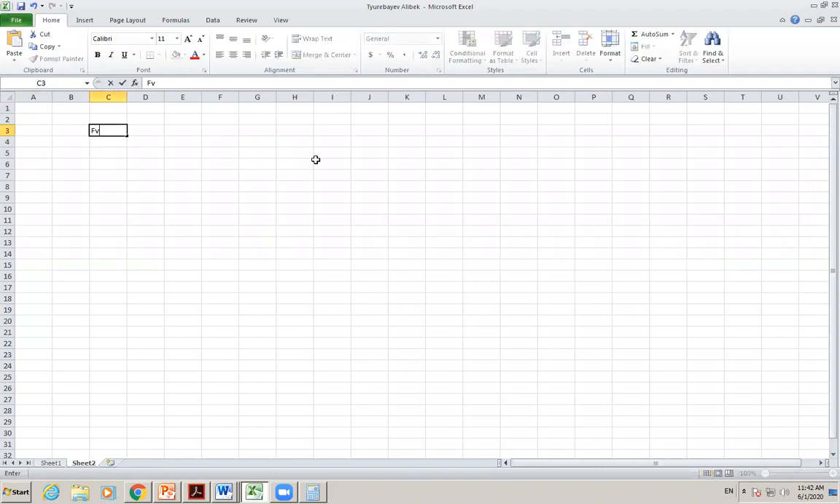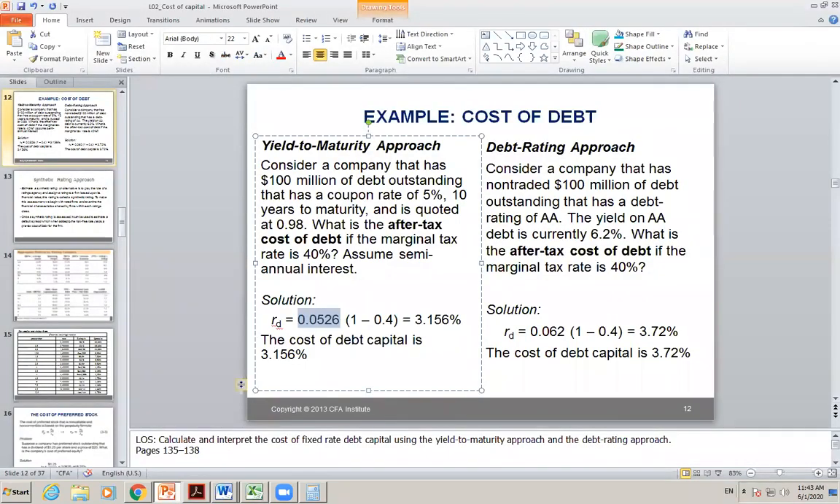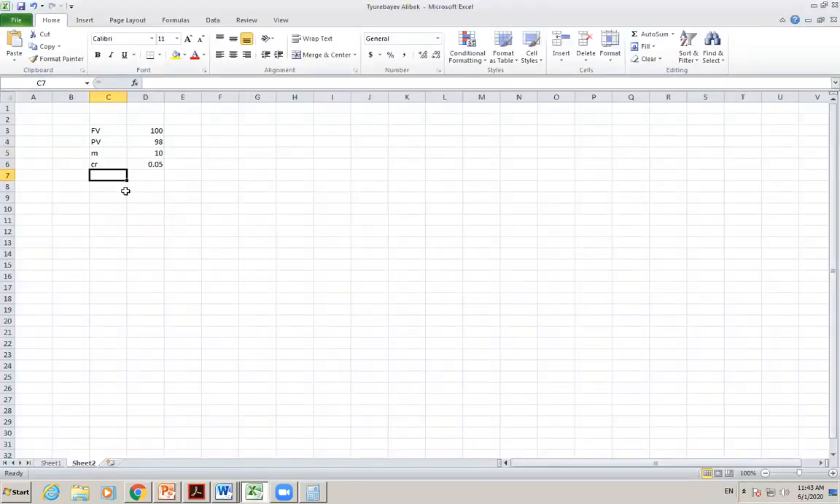Face value, which is principal or outstanding debt, is 100. The present value currently is quoted as 0.98, which is 98, okay. But maturity is 10 years. Coupon rate is 0.05, if I'm not mistaken. 5%, okay.